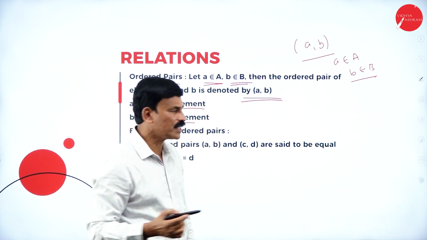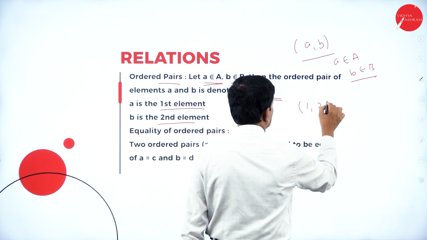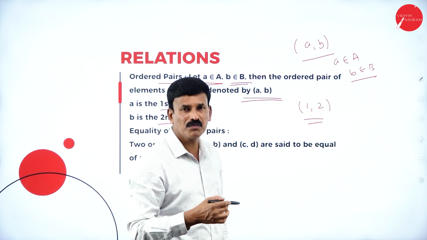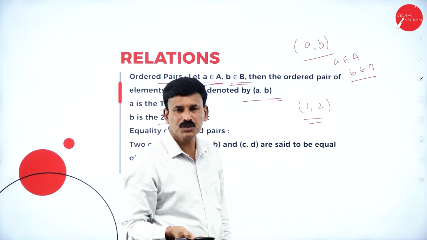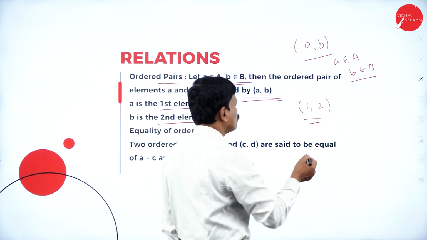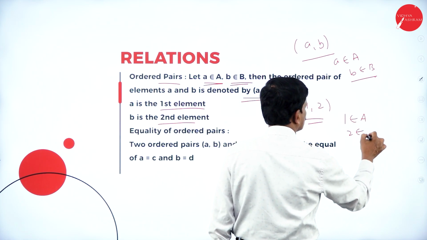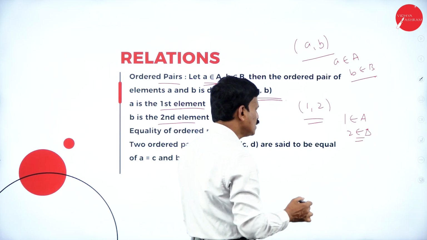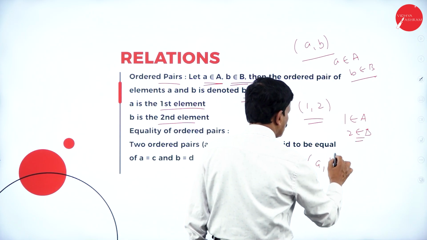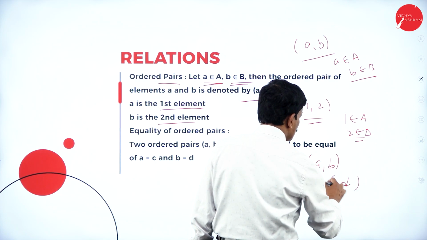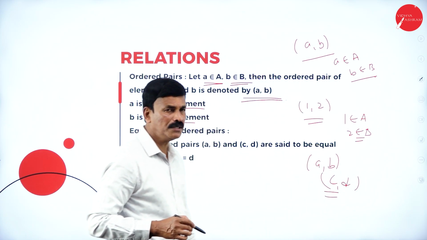Now let us consider, for example, (1, 2) is an ordered pair in which the first member is an element of set A and 2 is an element of the set B. So suppose 1 belongs to the set A and 2 belongs to the set B. Similarly, (a, b) or (c, d). So these are all called ordered pairs.